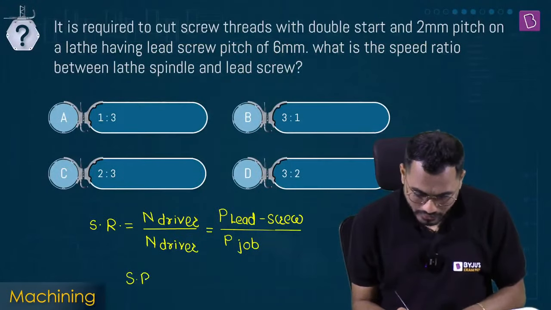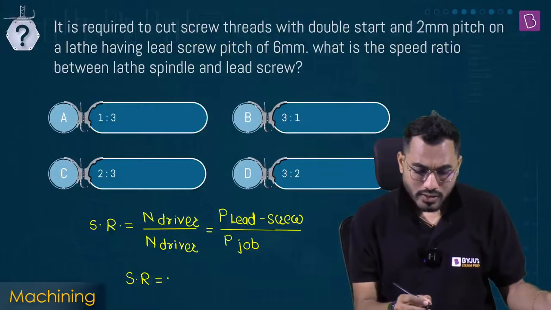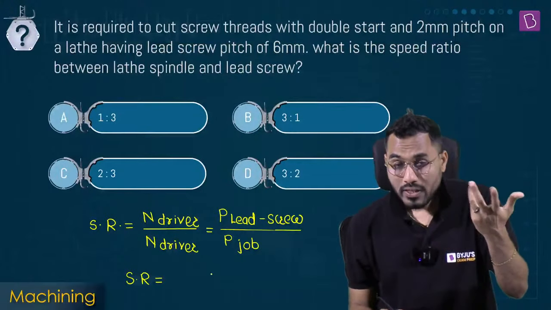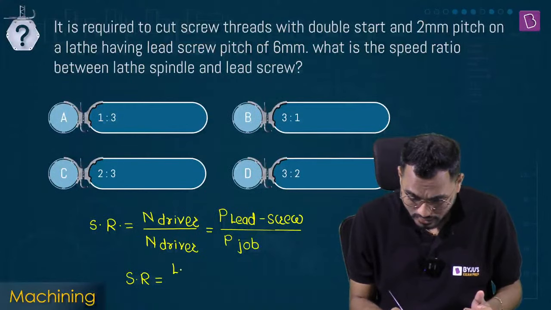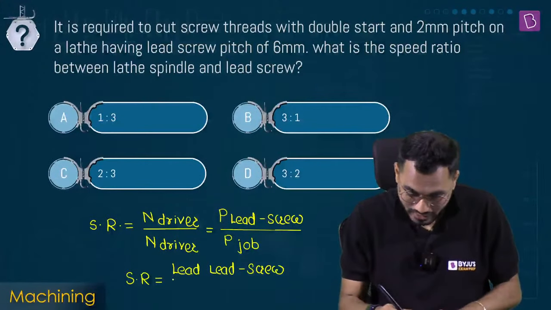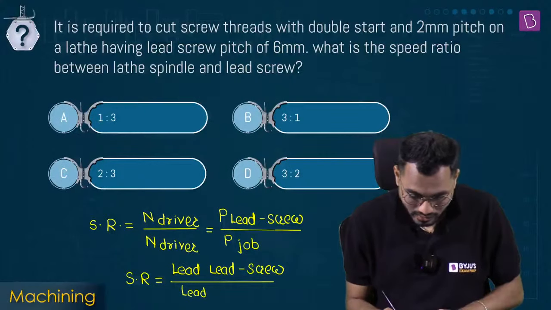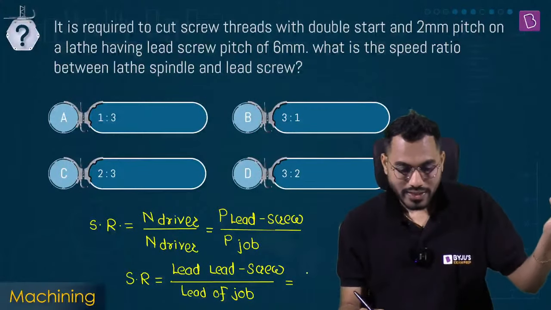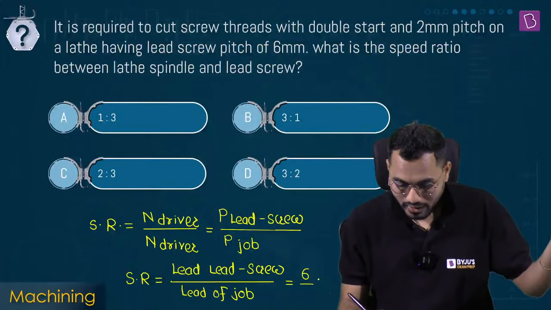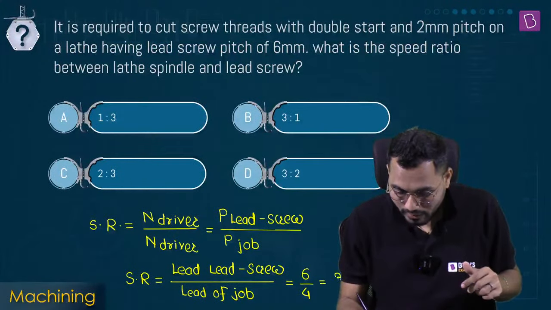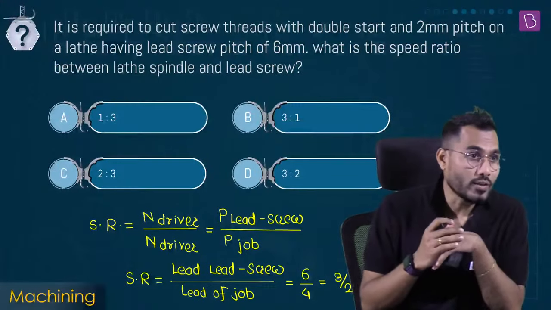So the speed ratio is the pitch of the lead screw. It is given that a screw thread is to be cut with a double start and 2 mm pitch on the lathe. The pitch can also be reframed as the lead of the lead screw divided by the lead of the job, because a double start thread is given. The lead of the lead screw is 6, divided by the lead of the job: double start thread with pitch equal to 2, so 2 multiplied by 2 is 4. So it is exactly 6 by 4, which is 3 by 2, 3 is to 2.